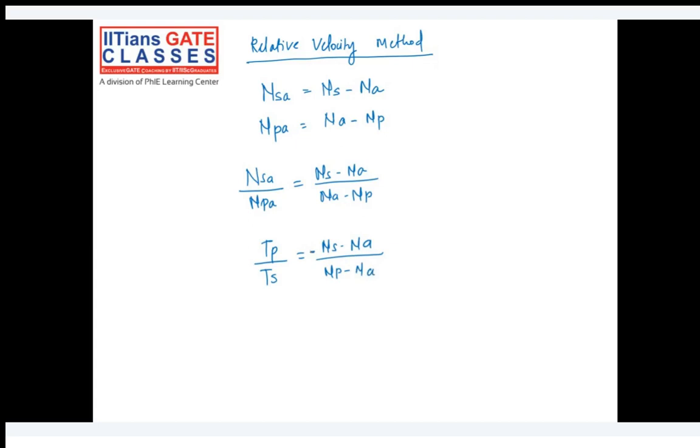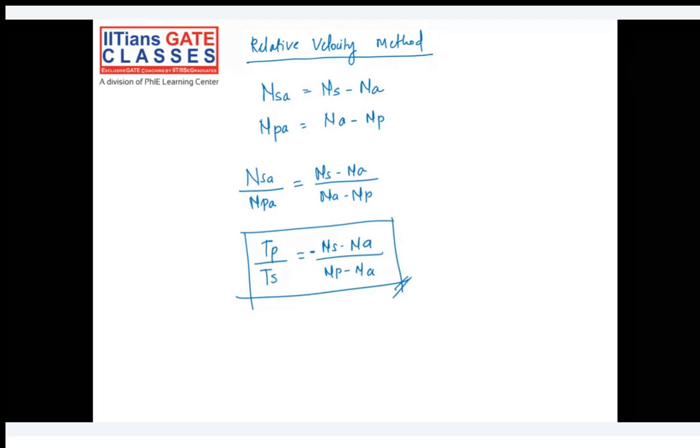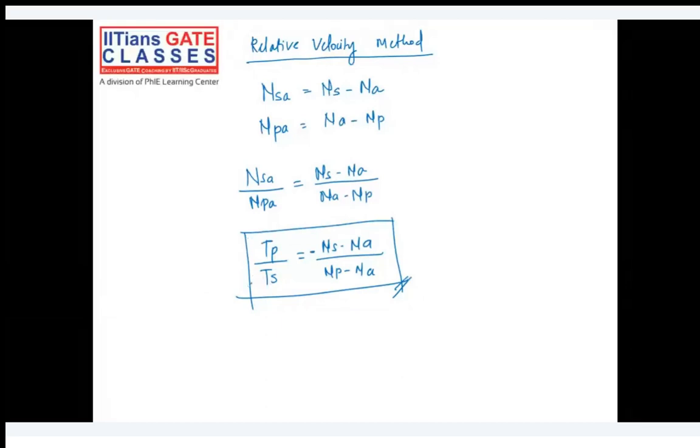Or if you don't want, you can write Na minus Np. And generally, whenever they ask you questions, the number of teeth is given. So this formula will directly help you to solve the question. Okay, so write down this formula. Tp by Ts is equal to minus Ns minus Na divided by Np minus Na.